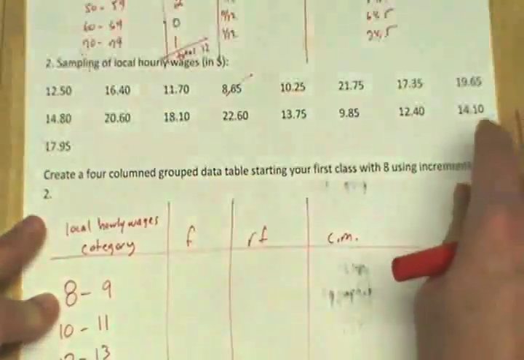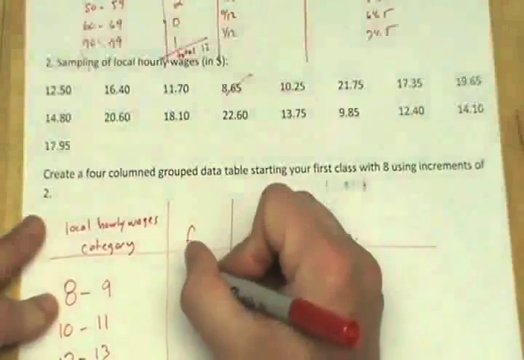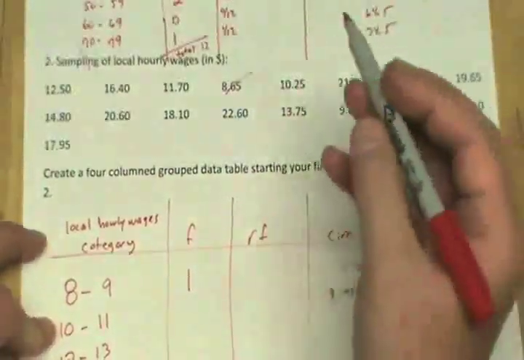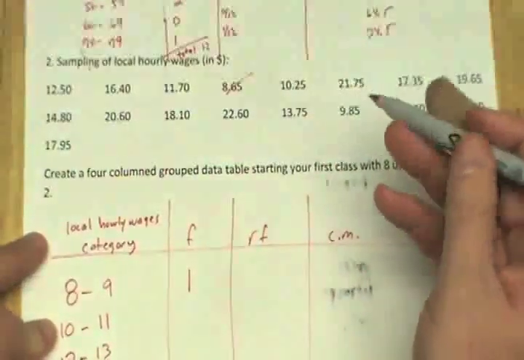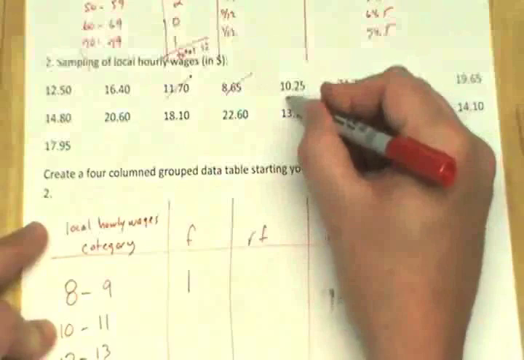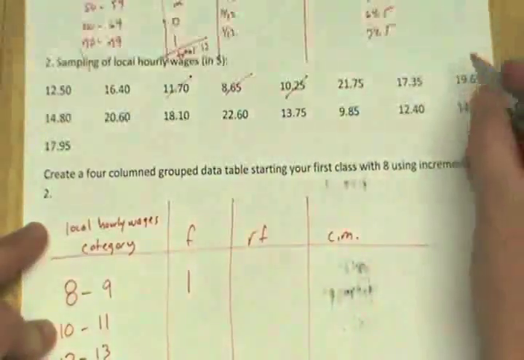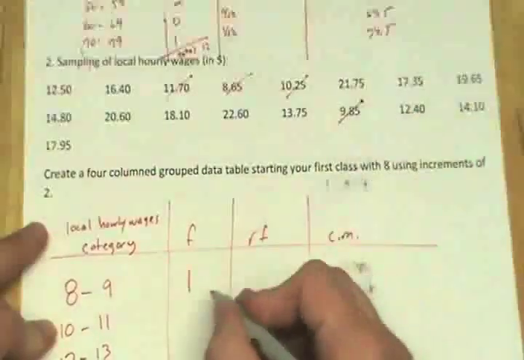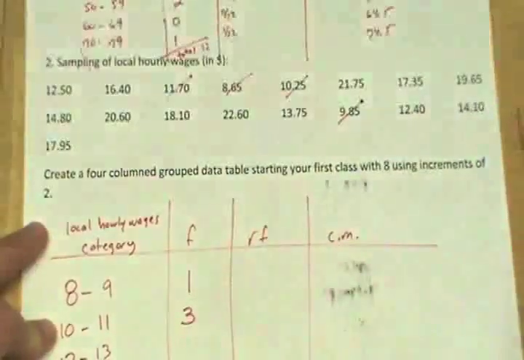I'm trying to take a peek here and I don't see anything else. So we're going to say there's 1 in the 8 to 9. Now we're looking at 10 to 11. In the 10 to 11, again, we got to look at whatever's 10 and 11. So here's 1170, that would be 1. 1025 is 2. 985 gets rounded to 10, that would be 3. So I'm going to go down here and I'm going to mark 3.